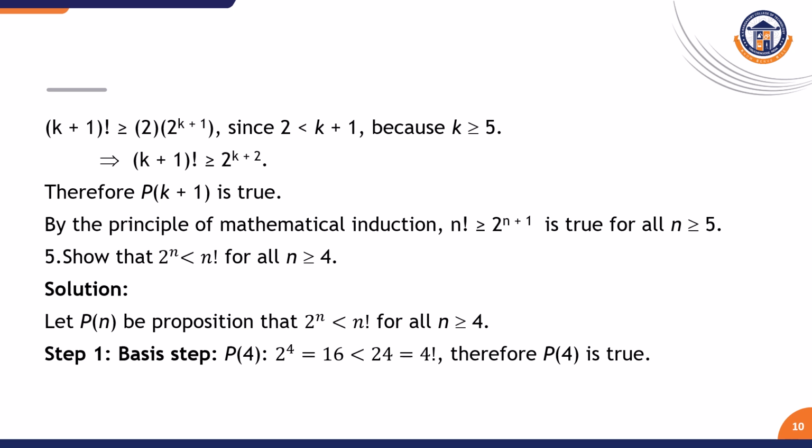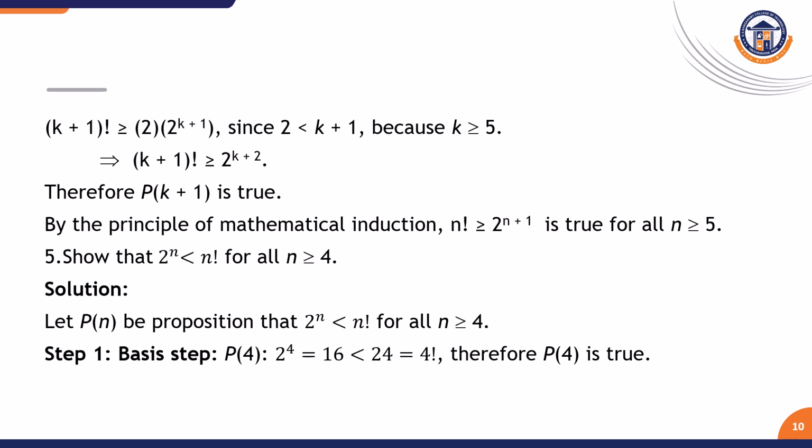So in the next step, 2 is less than k plus 1 because k is greater than or equal to 5. So in the previous step, we have k plus 1, and for that we put a 2 because of this. So (k plus 1) factorial is greater than or equal to 2 power k plus 2. Therefore P of k plus 1 is true. That's all. Now we move to the fifth problem.